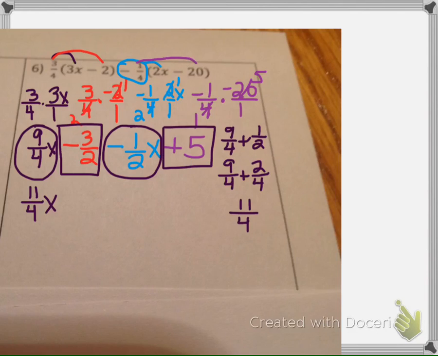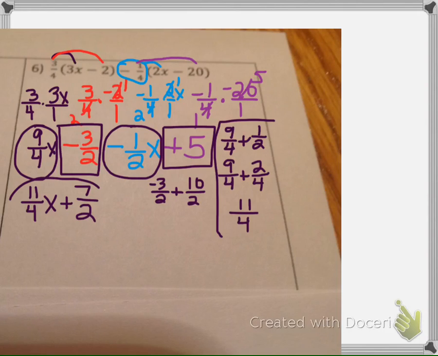So if you want to do that also on the side, I'm just going to box this out here. And we have a negative 3/2, and I'm going to add that with my 5 over 1, okay, which would be a common denominator of 2 times 5 is 10. 10/2 is 5, okay. Now I have different signs, so I'm going to subtract. 10 minus 3 is 7, and it's a positive 7 over 2. Okay, so my final answer here is 11/4 x plus 7/2. That's simplified.